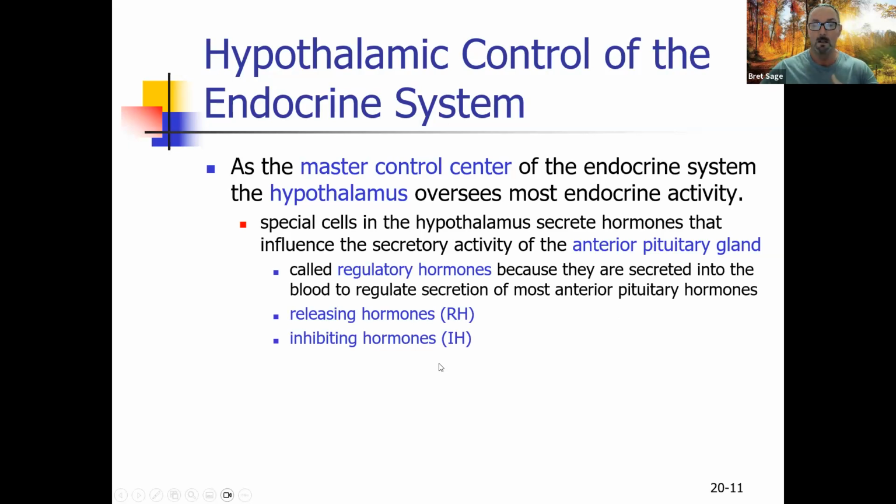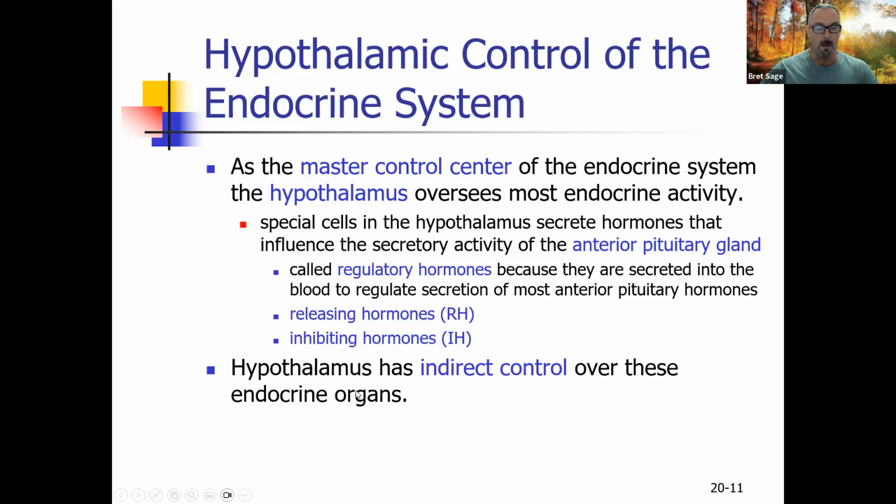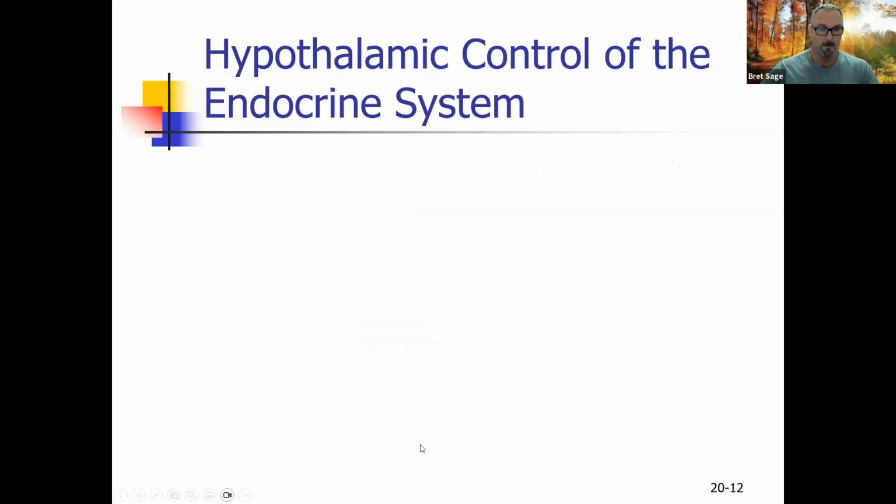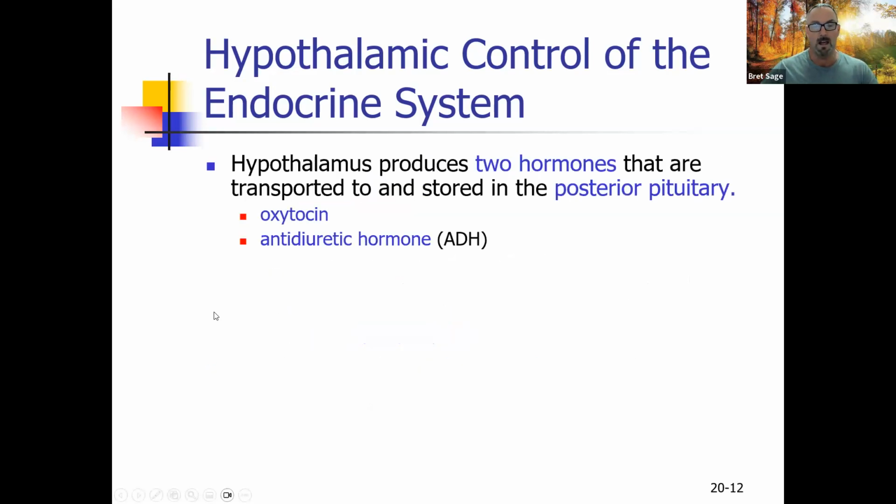Inhibiting hormones means don't release anymore, stop releasing. The hypothalamus has indirect control over these endocrine organs because the hypothalamus controls the pituitary and the pituitary controls almost all the rest of the endocrine glands in the body. Hypothalamus produces two hormones that are transported to and stored in the posterior pituitary.